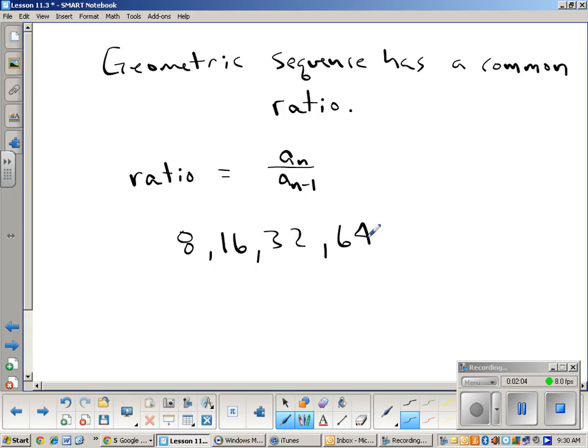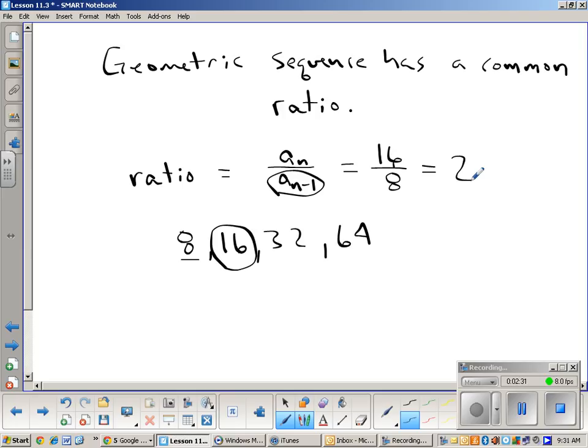So for an example, if I have 8, 16, 32, 64, most of you look at that and say, well, what's our common ratio? I'm multiplying by 2. But if I apply this rule to it, I would say, well, let's take, say, the second term, which is 16, and divide it by the previous term. That's what that symbolism means. The previous term was 8. And 16 divided by 8 is 2. So my common ratio is 2.